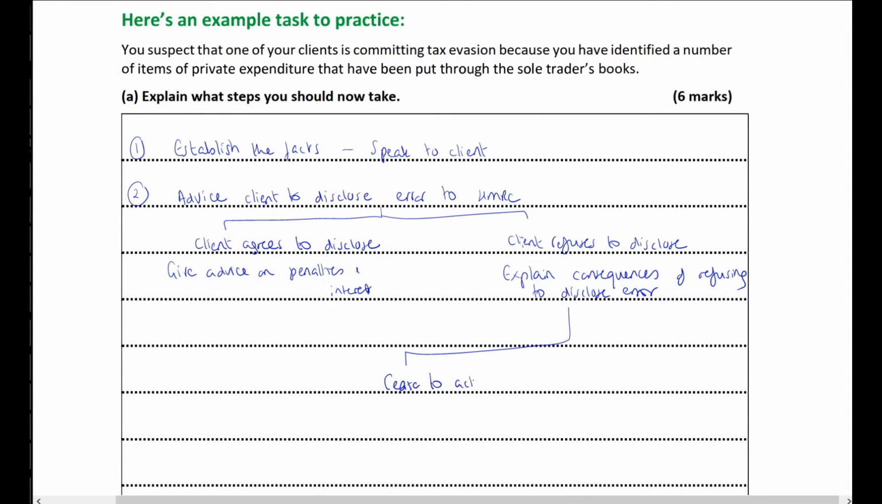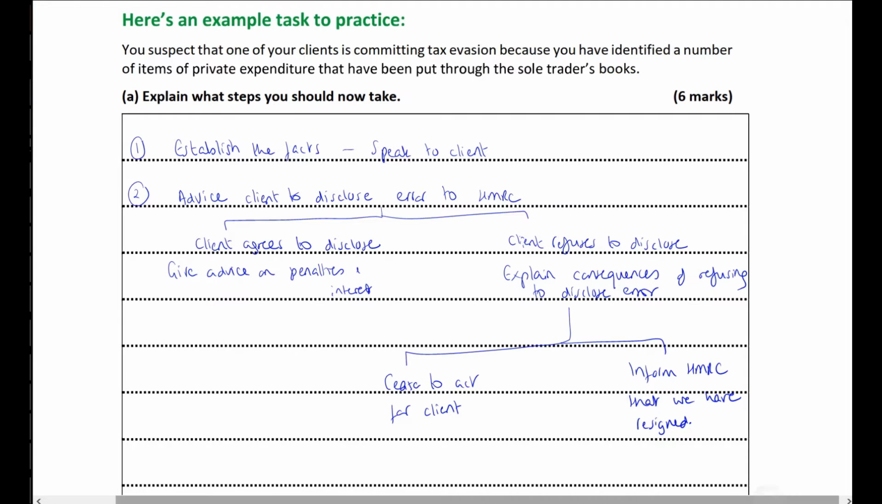We would cease to act for the client. We can't act for a client that refuses to take our advice and refuses to comply with the HMRC legislation. We also inform HMRC that we have resigned. This is very, very important. That's all we say. We've resigned from the client. We don't give any indication as to why. We just say we have resigned. We can't give the reasons because it would be a breach of confidentiality.